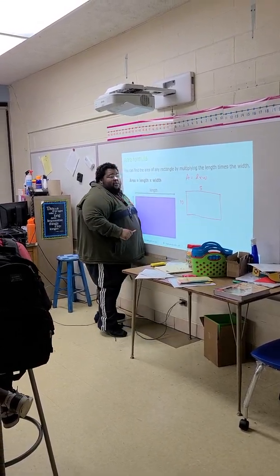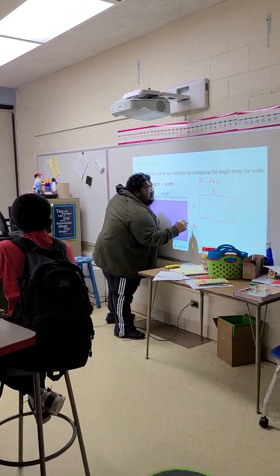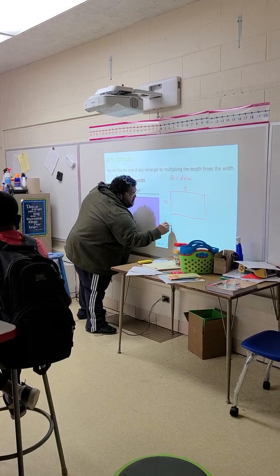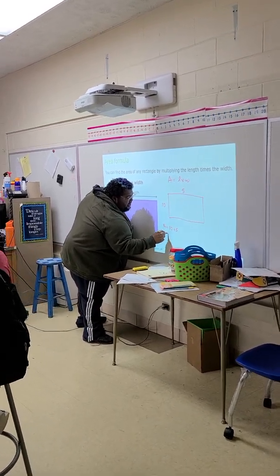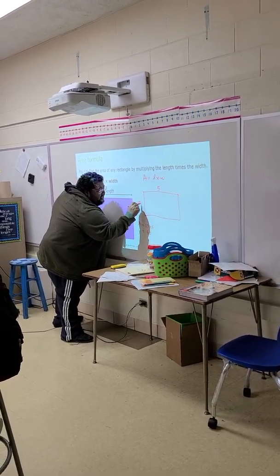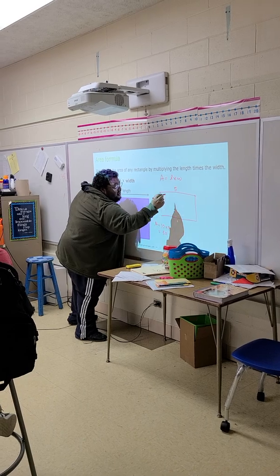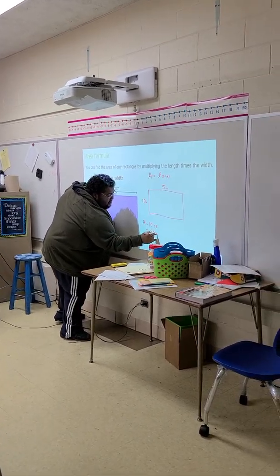All I'm going to do is plug them in, right? So area equals what's our length? 10. What's our width? 5. 10 times 5. 50. And let's say we're working in inches. It's going to be 50 inches what?